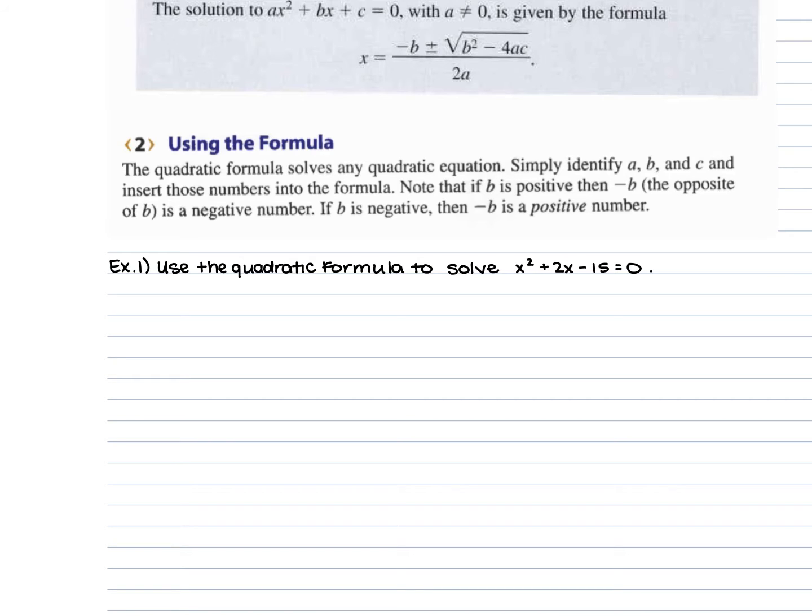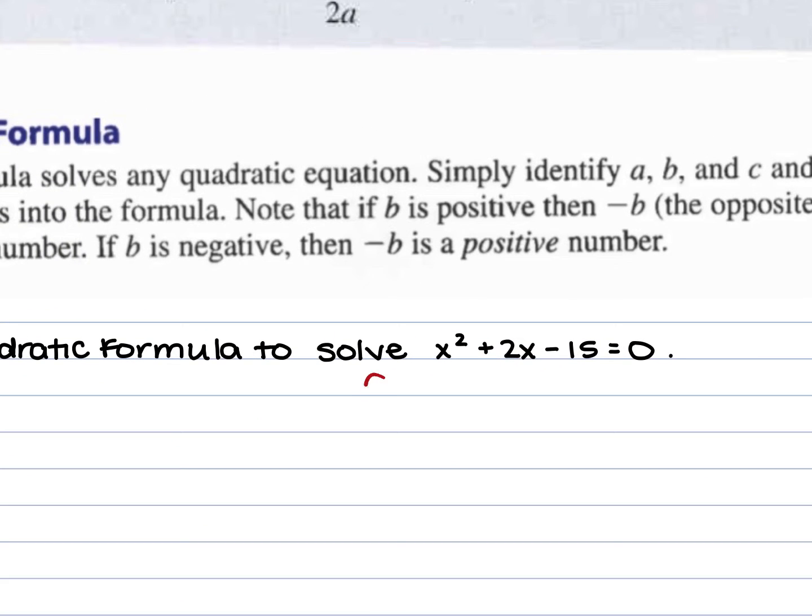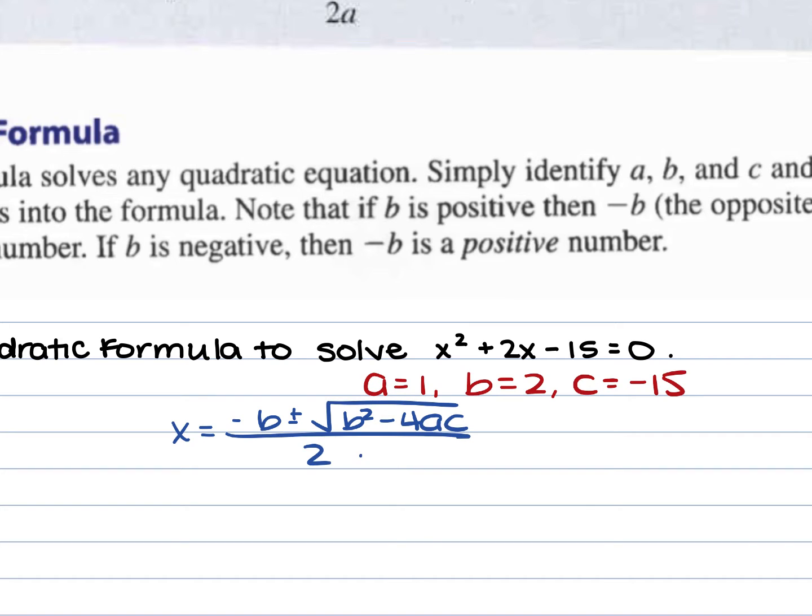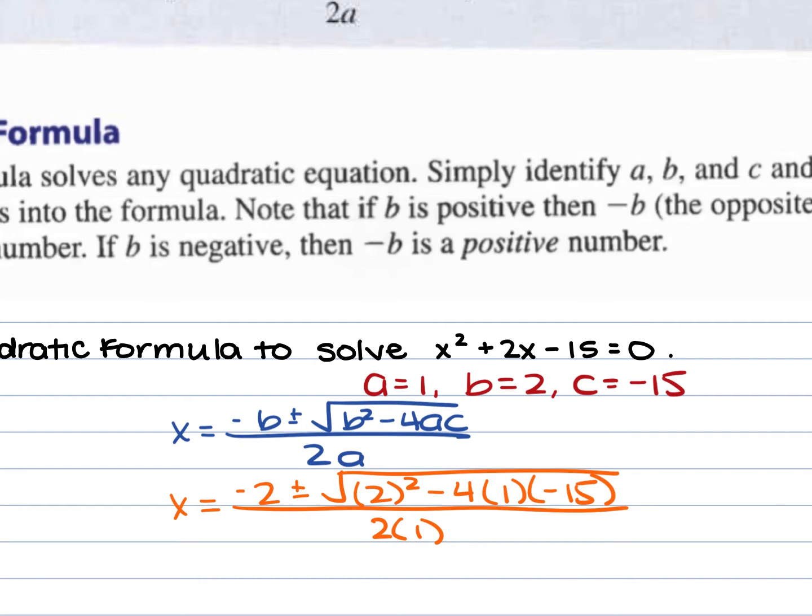So if we look at example 1, we are given x squared plus 2x minus 15 is equal to 0. Our a in this case is 1, b is 2, and c is negative 15. We're just going to plug this into our quadratic formula, which is x is equal to negative b plus or minus the square root of b squared minus 4 times a times c all over 2 times a. So this is going to give us negative 2 plus or minus the square root of 2 squared minus 4 times 1 times negative 15 all over 2 times 1.